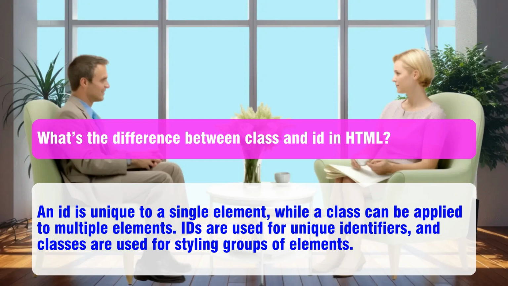What's the difference between class and id in HTML? An id is unique to a single element, while a class can be applied to multiple elements. Ids are used for unique identifiers, and classes are used for styling groups of elements.